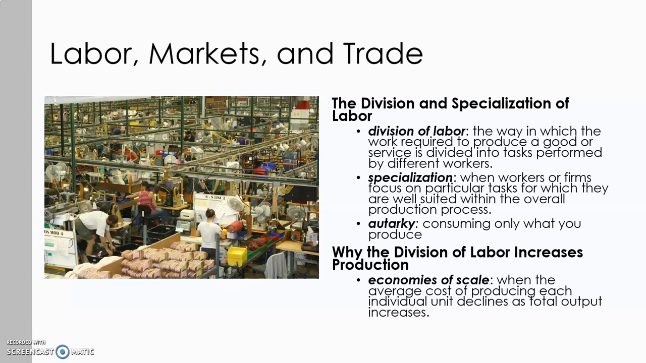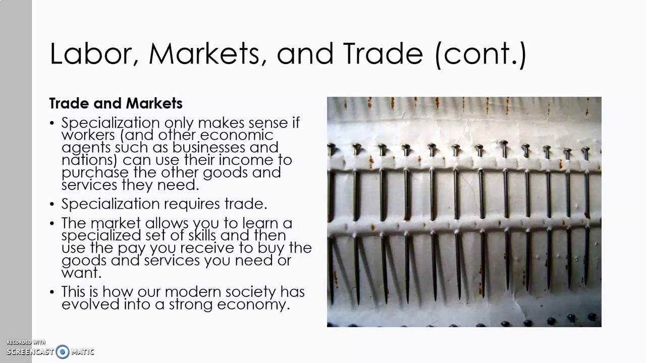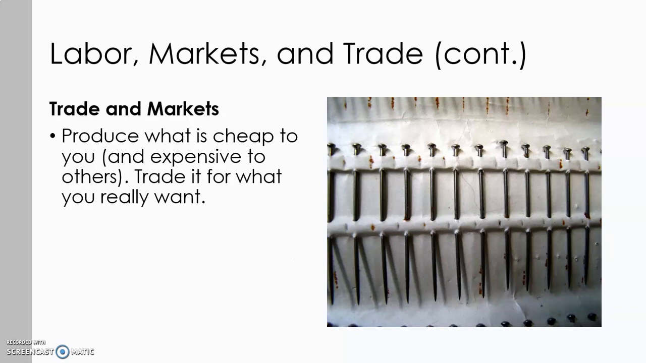Division of labor increases production in part because of economies of scale. When you do a lot of something, it's usually easier to do than when you only do it once in a while. Specialization only makes sense if workers can use the income they make doing something that's easy for them to buy something that would be difficult for them to produce. The market lets you specialize your skills and then use the money you receive to buy goods and services that you want. Produce what is cheap to you and expensive to others, and then trade it to people who want it for what's cheap to them but expensive to you.